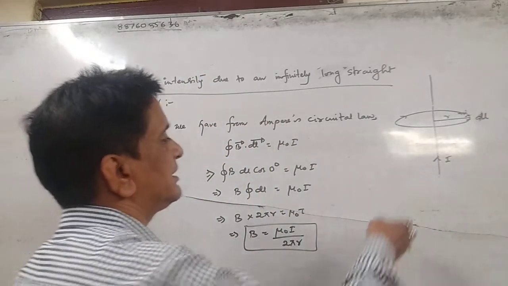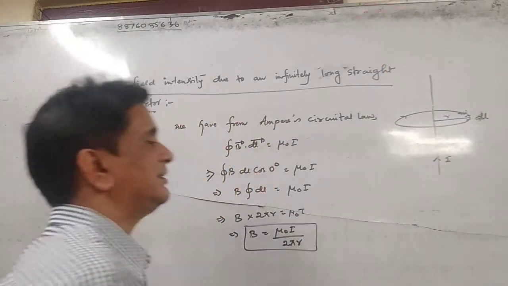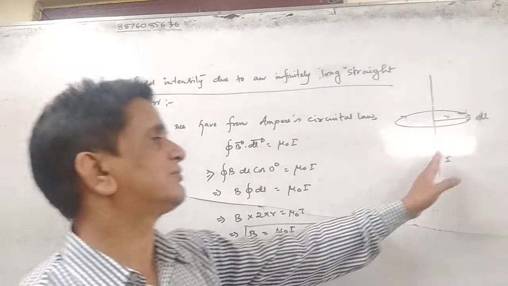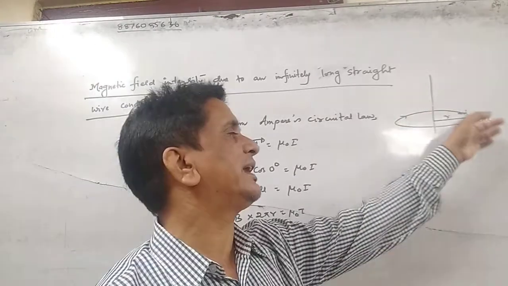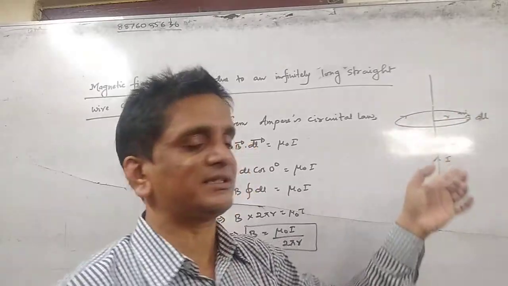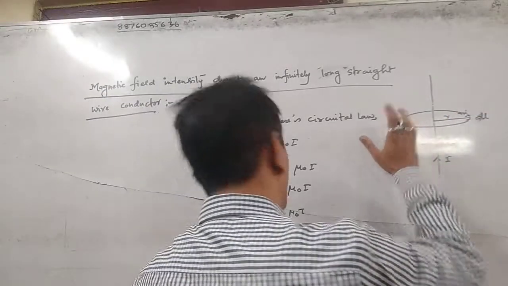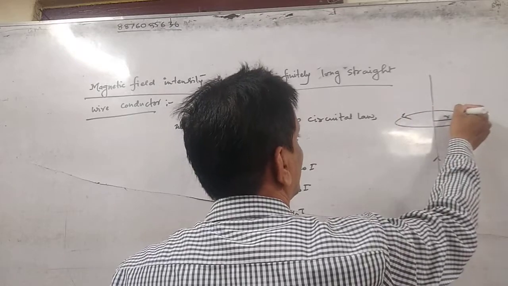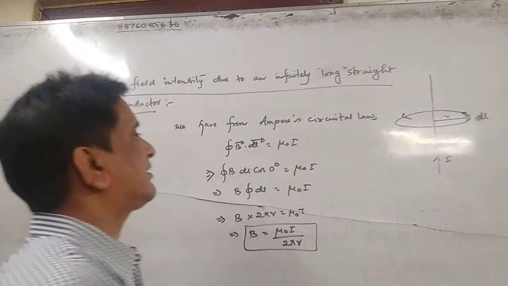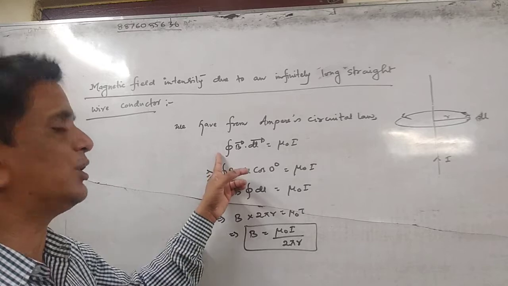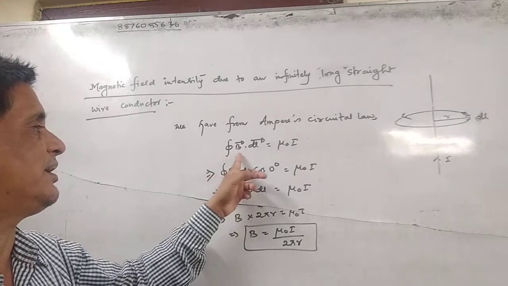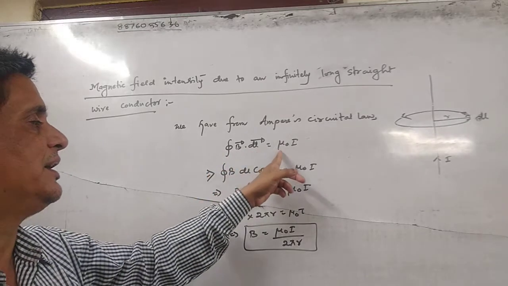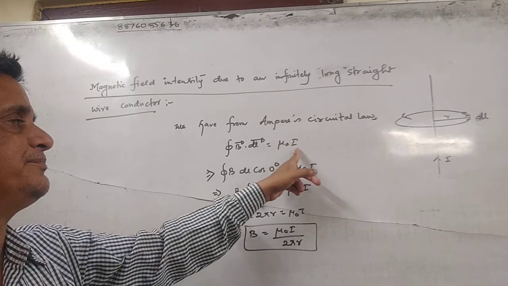How can we do? We have considered an infinitely long straight wire conductor through which current I is flowing, and the magnetic field around it will be in the form of concentric circles. Is it clear? Let us take a length element dl here. Then according to Ampere's circuital law, we can say closed integral of B vector dot dl vector equal to mu naught into I.